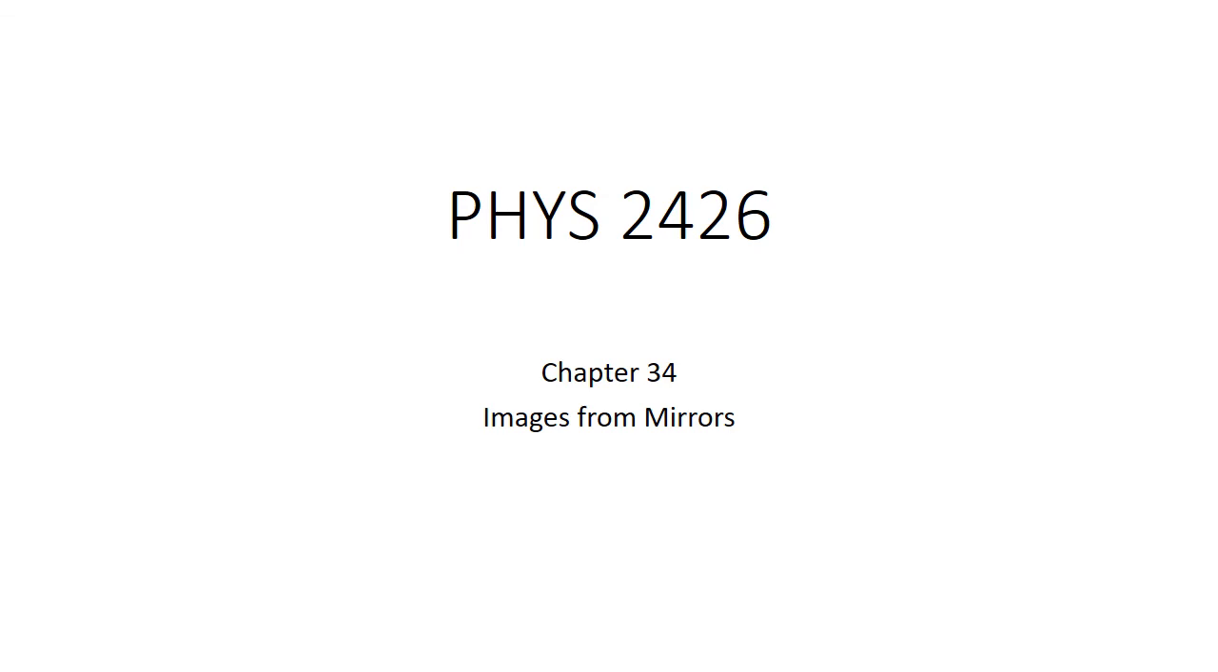Chapter 34 should actually be easy for us because we've already done a lab that did images. So first step is just images from a plane mirror. Imagine we have a mirror here, and you are right here, there's your eye, and you're looking at an object. Say you have an object right here in front of the mirror.